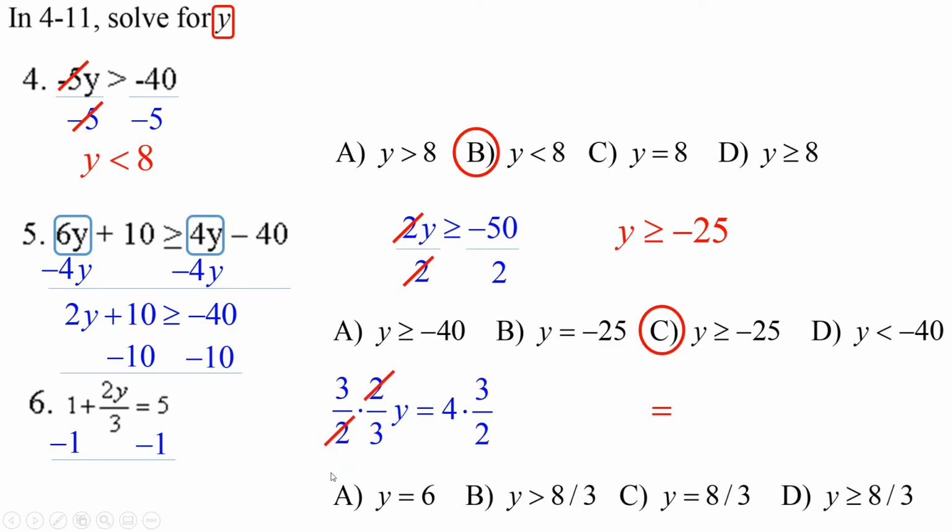Do you see my factors of 2 cancel? And my factors of 3 cancel, leaving my factor of y. Y equals, and over here on the right, 4 times 3 halves. Well, does 2 go into 4? It does. How many times? 2. So 4 times 3 halves is nothing more, when you cancel right there, than 2 times 3. So y equals 6. And I look at A right there, y equals 6.